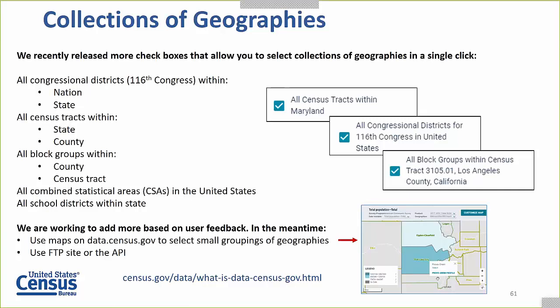Some of the new ones we released in November were congressional districts by nation state, as well as the others you see on the slide. These are all based on user feedback, and we're working to add more based on your feedback. So in the meantime, you can continue to select that through the map, as well as download data in bulk through the FTP site or the API.